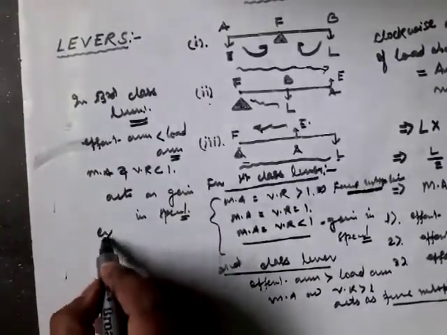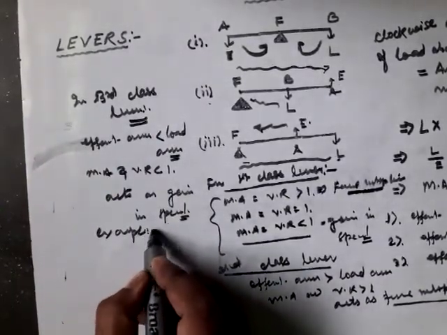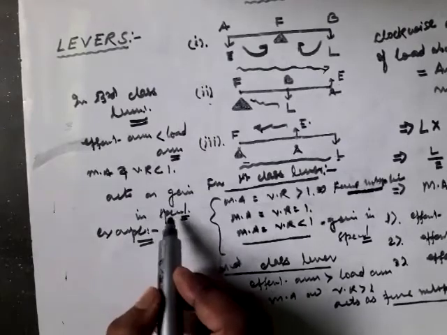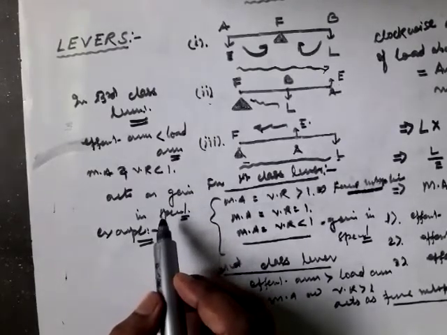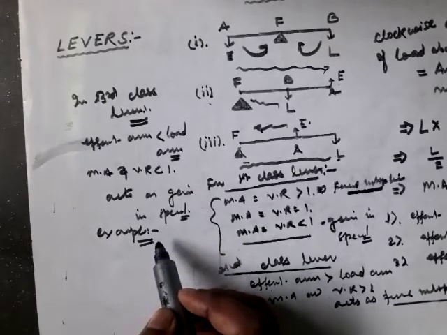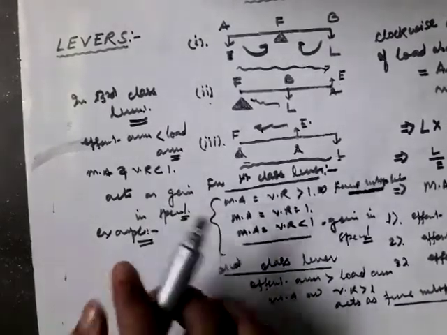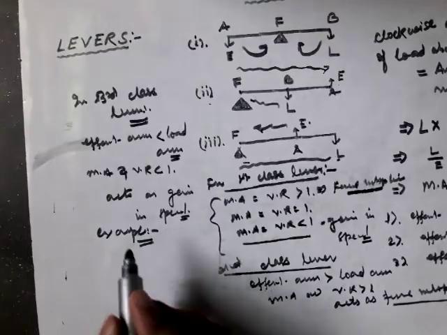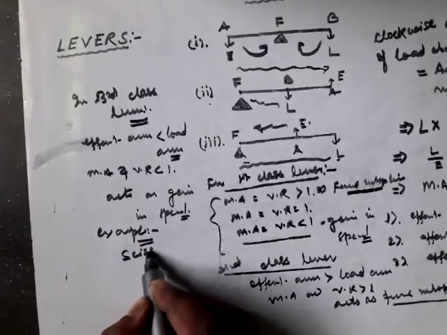We can take the example of scissors. Gain in speed simply means that the displacement of load is larger than the displacement of the effort. So we can take the example of scissors also.